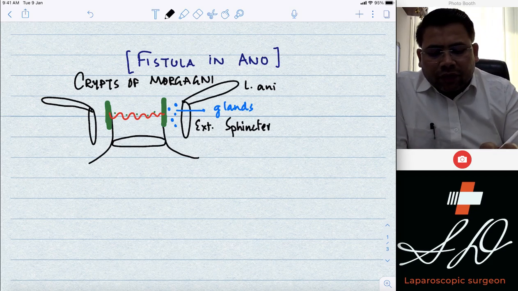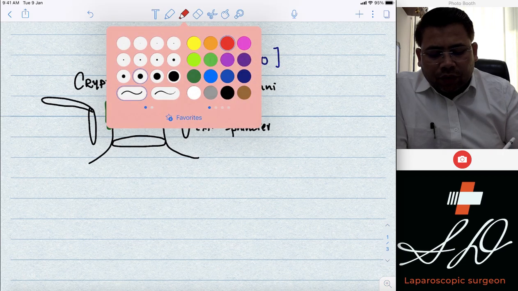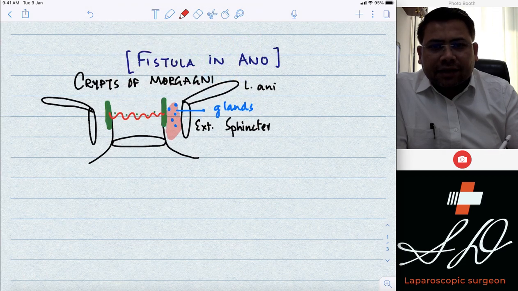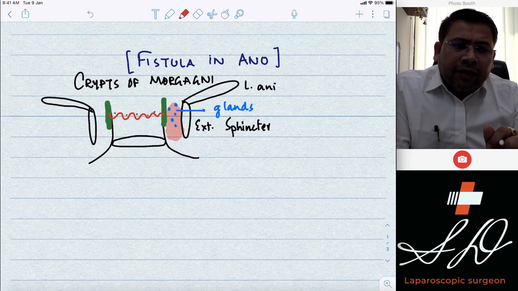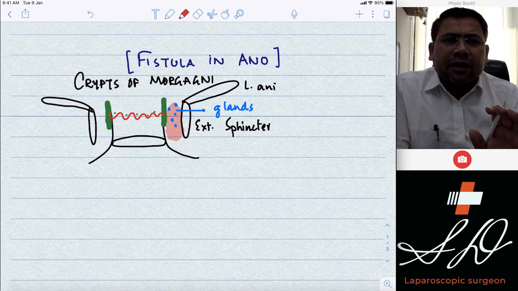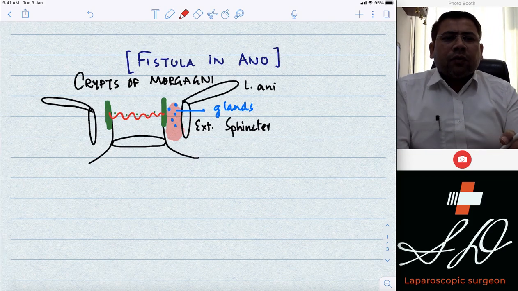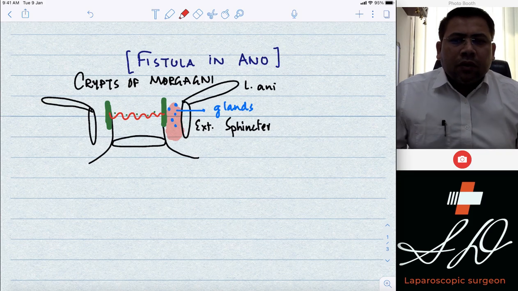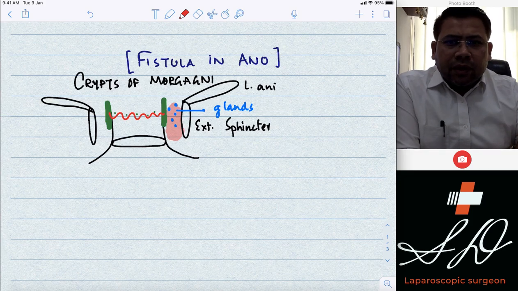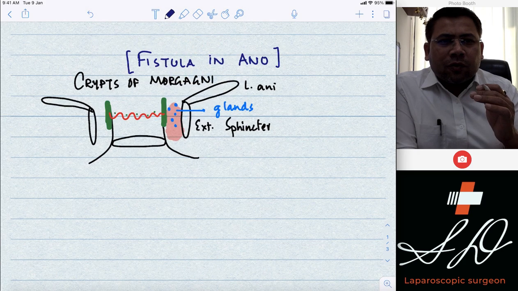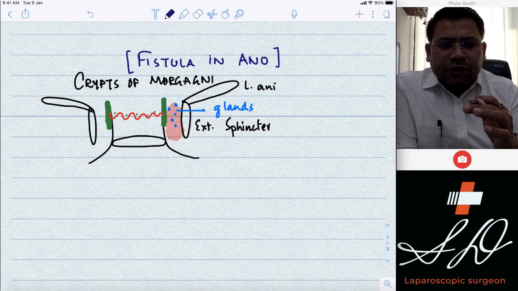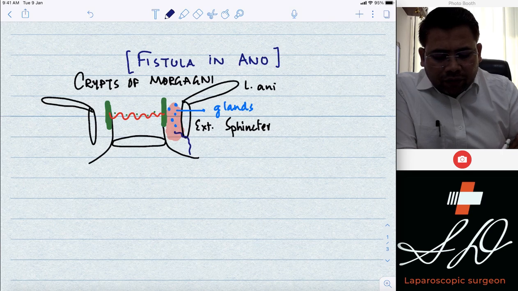Whenever there is infection and suppuration of this tissue, there is a collection. This is what is known as a perineal abscess. If patients don't get treated for the perineal abscess and continue it for a long time, the pus will always find its way out. It necroses the nearby tissues, creates its own way out and drains into the skin.